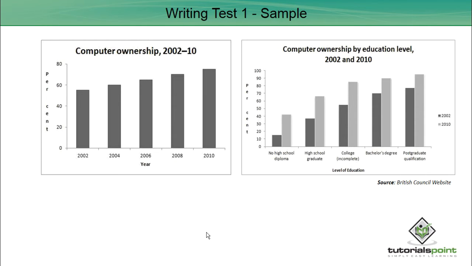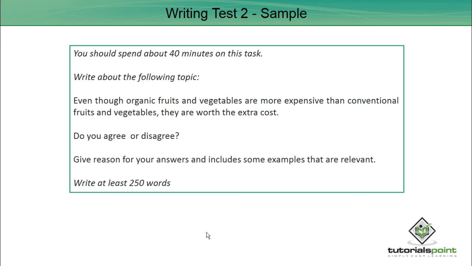Now let's have a look at the sample for writing test 2. So this is how your question will look for writing test 2, which will say, you should spend about 40 minutes on this task. Write about the following topic. Even though organic fruits and vegetables are more expensive than conventional fruits and vegetables, they are worth the extra cost. Do you agree or disagree? Give reasons for your answers and include some examples that are relevant. Write about 250 words at least. So this is how your question paper will look.